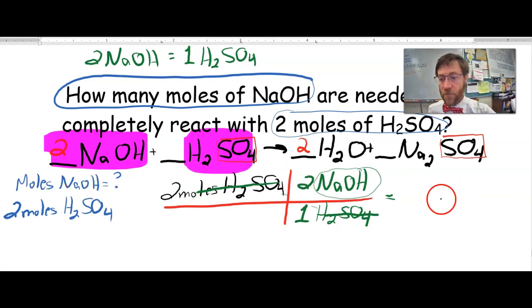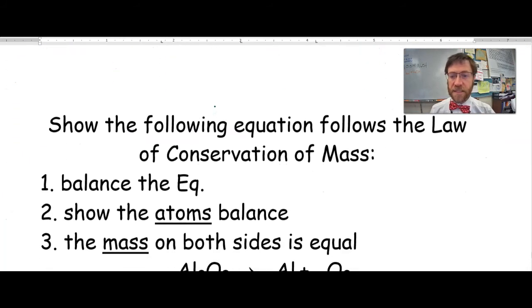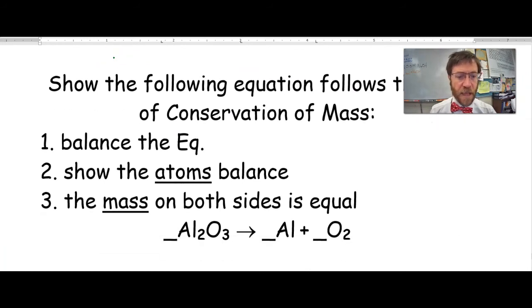So it'll be 2 times 2 divided by 1. That's how many I need. Makes sense. It's twice as many, right? Because if that's 1 and that's 2, it's like double. Like I started with 2, double 4. Sweet. Let's see. Show the following equations to follow the law of conservation of mass.